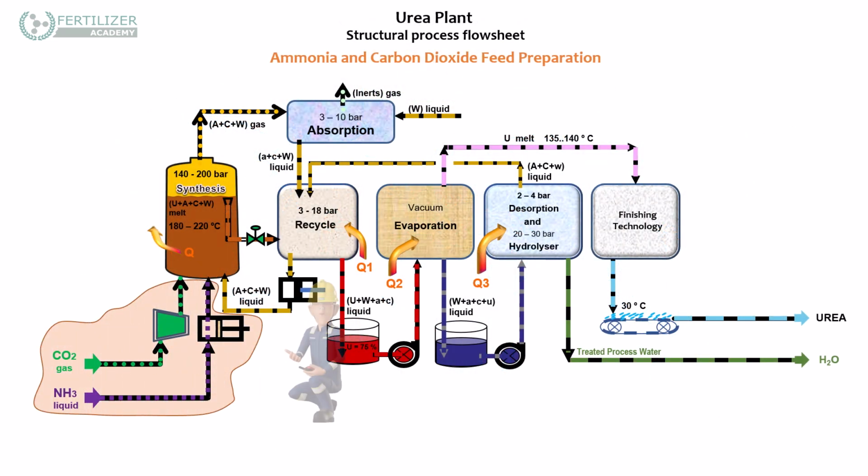Lesson 4. Ammonia and carbon dioxide feed preparation. This lesson covers the preparation of ammonia and carbon dioxide streams supplied to the urea synthesis section. The sources of the feed components, the main feed quality requirements, and the key operating parameters of the streams directed for further processing are reviewed.